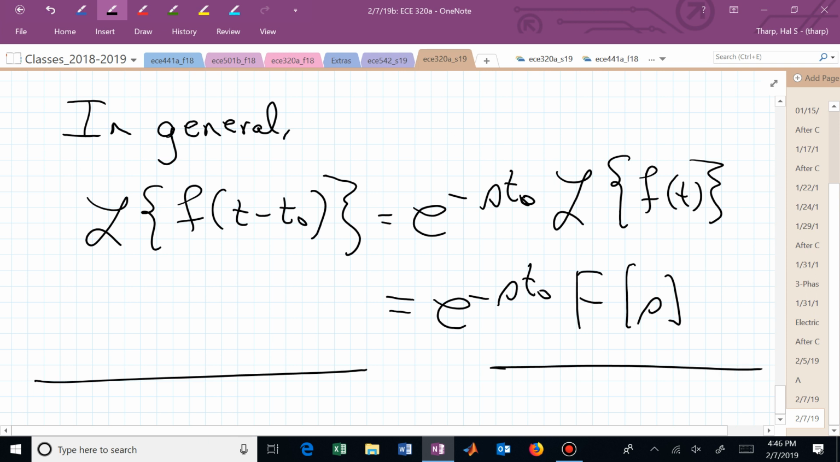And we'll start there the next time we're together. Thank you for waiting this out just a little bit longer. But that's now what we can do with a delayed waveform.